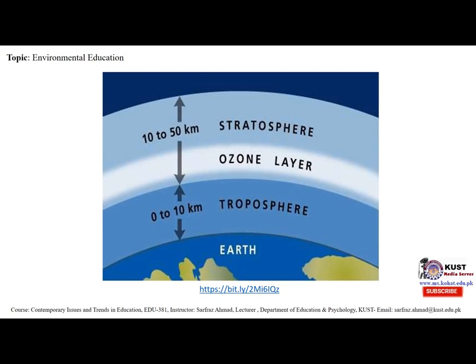Now see, from the earth is the troposphere, which is 0 to 10 kilometers. After that there is the ozone layer, and the stratosphere. This is about 10 to 50 kilometers.